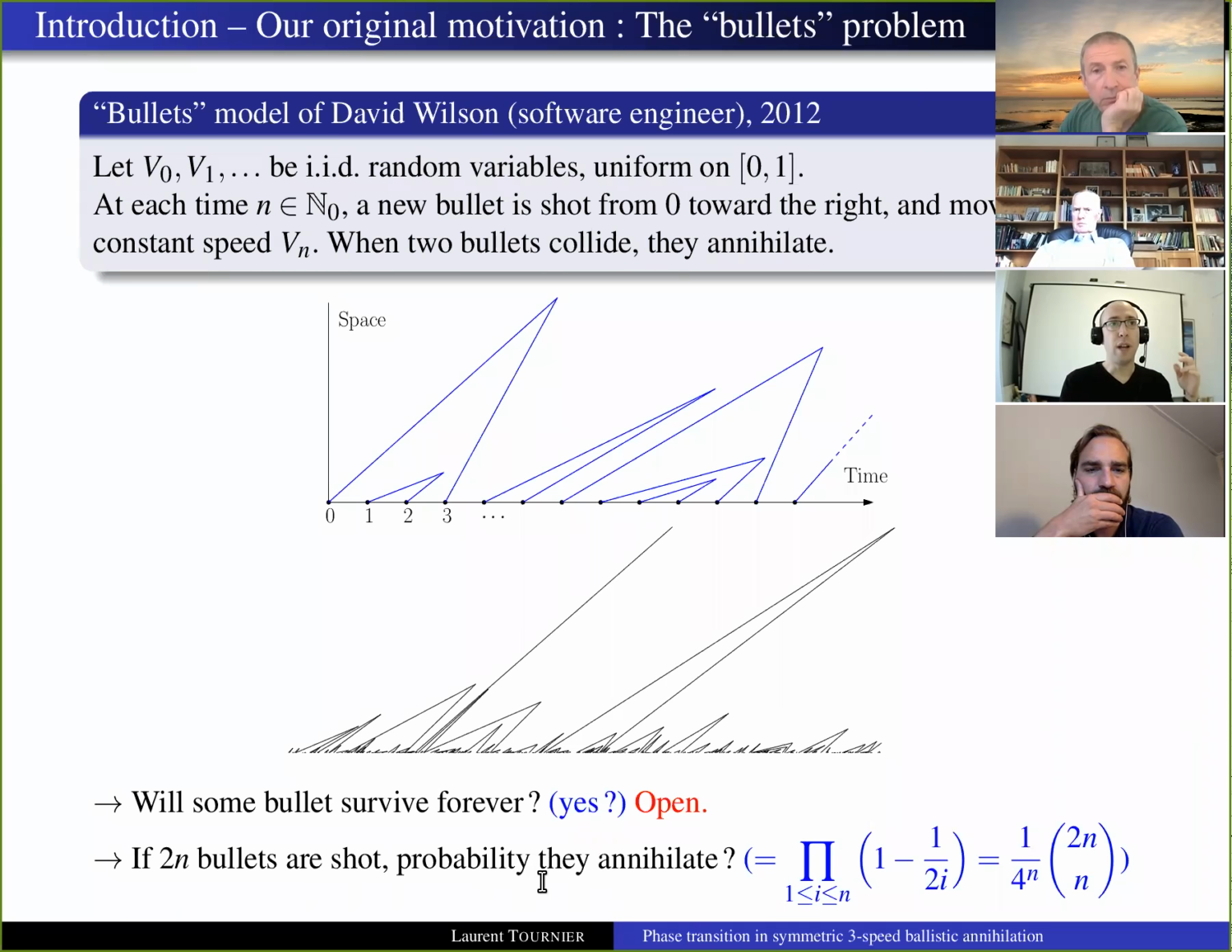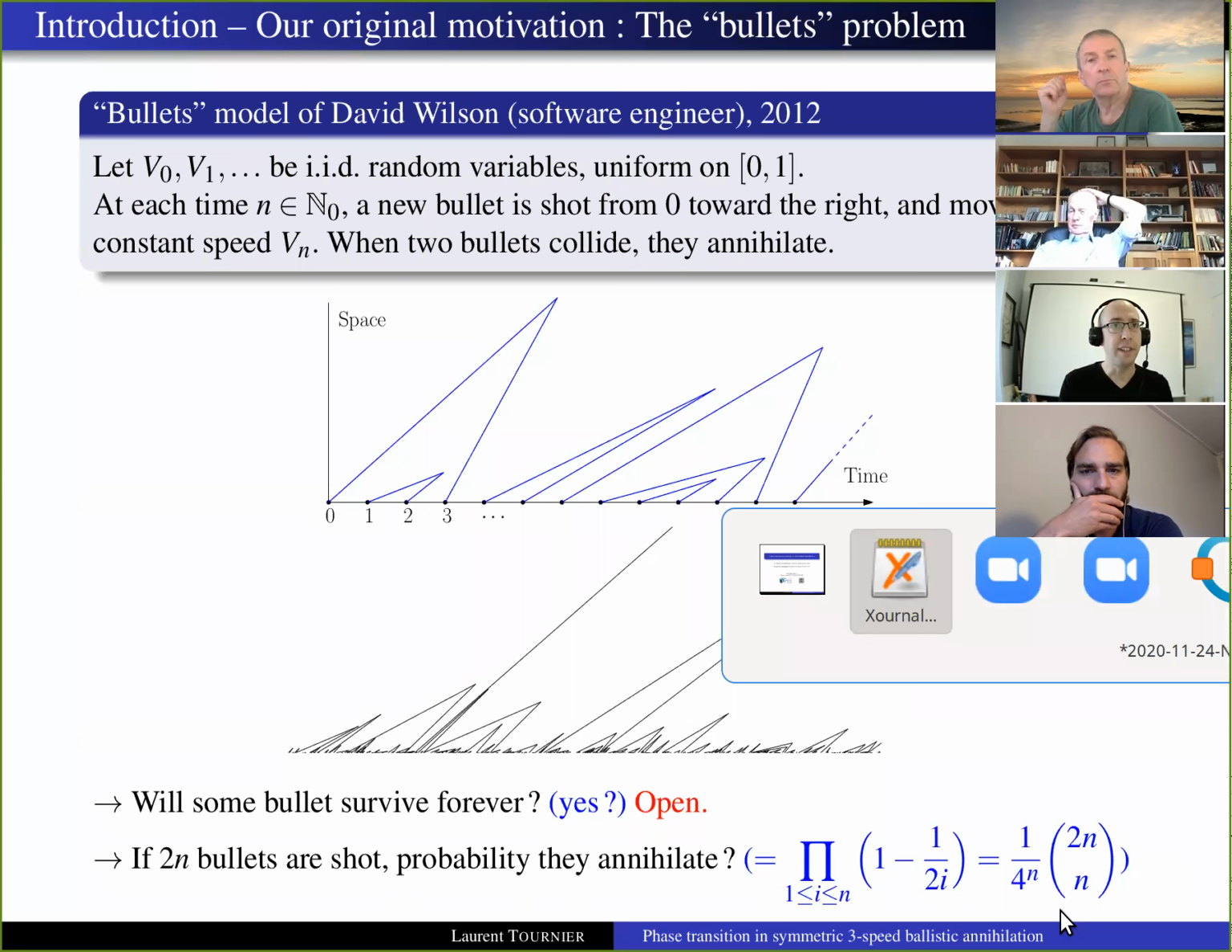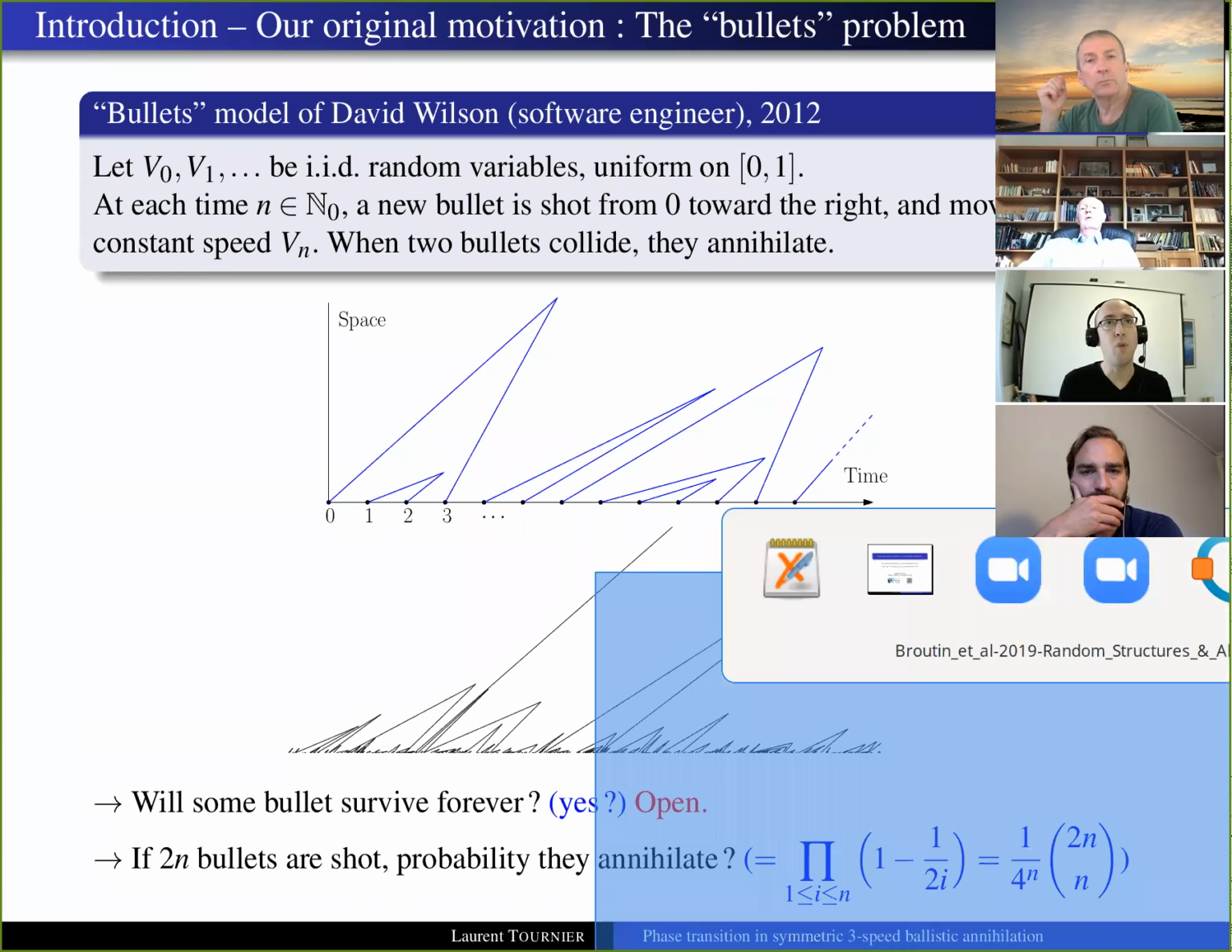So what is the probability that they all annihilate? It turns out that there is a very simple answer. It's very combinatorial looking. You can interpret this answer with a simple random walk or anything. But what is still quite mysterious is that there is, on the other hand, no simple proof for this. There is no bijective matching, for instance, between the problem of bullets and some simple random walk or discrete tree or anything.